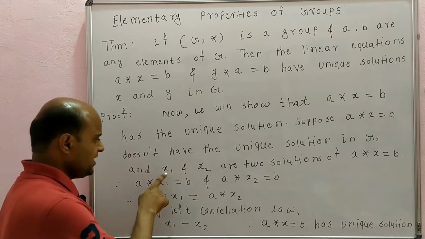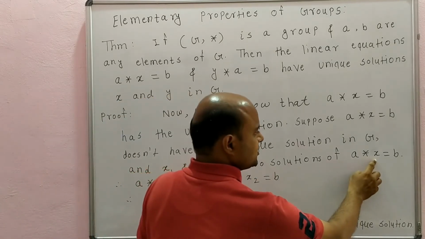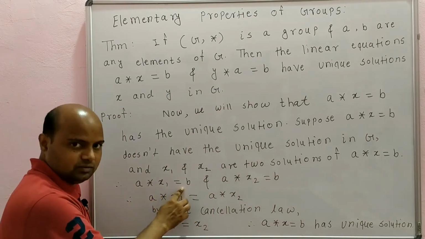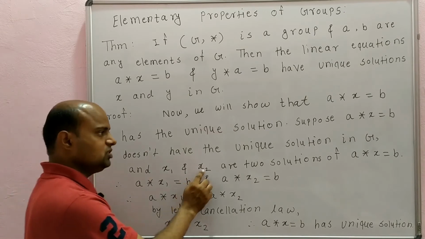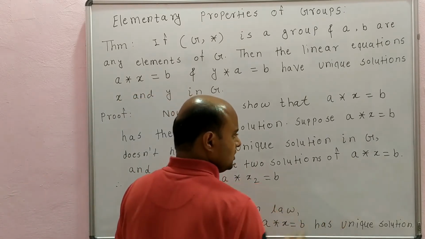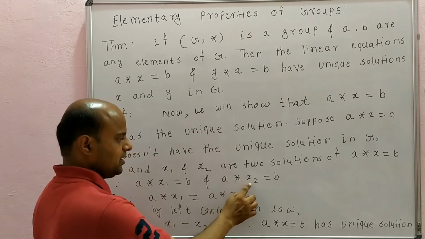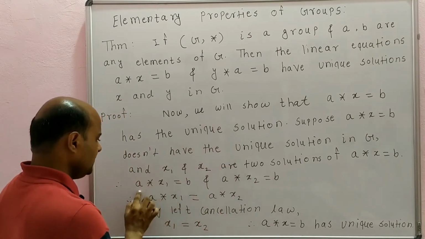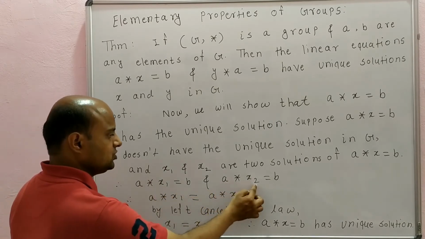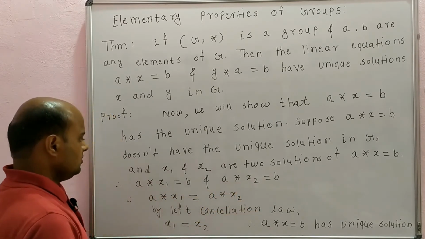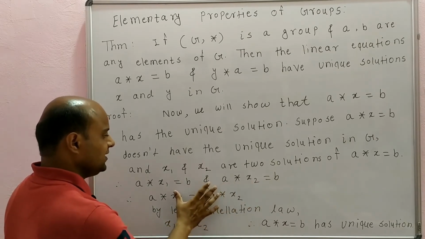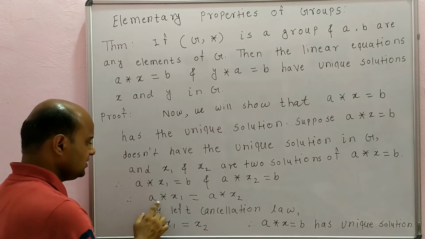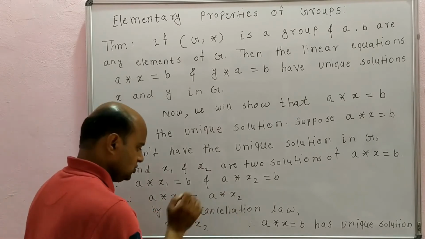Therefore, x1 is a solution of A star x is equal to B. Therefore, what we will have? A star x1 is equal to B. Similarly, x2 is the solution of A star x is equal to B. Therefore, we will have A star x2 is equal to B. Consider these two equations. A star x1 is equal to B and A star x2 is equal to B. Therefore, the right hand sides of both equations are the same. Therefore, the left hand sides are equal. A star x1 is equal to A star x2.